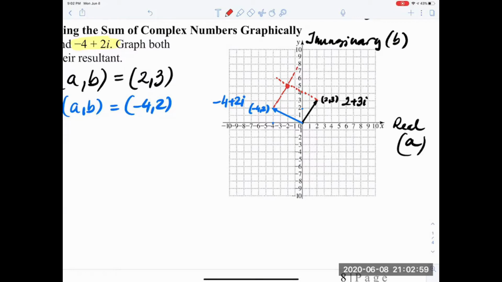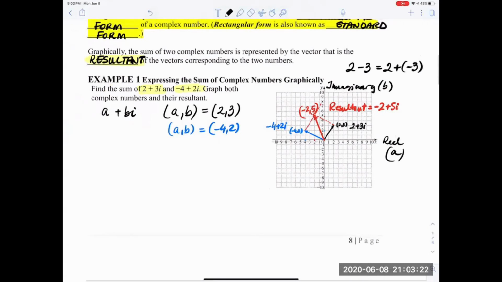So what you do, you draw the vector from the origin to the point of intersection that we found. That happens to be, let's see, negative 2 and 5. So my resultant has the form of negative 2 plus 5i. You can sure check on that, because sometimes if you don't have a ruler or a precise way of doing it, you want to check algebraically if that is correct.